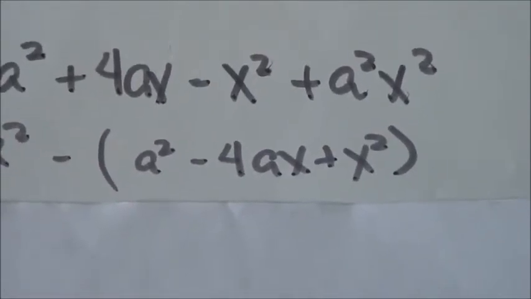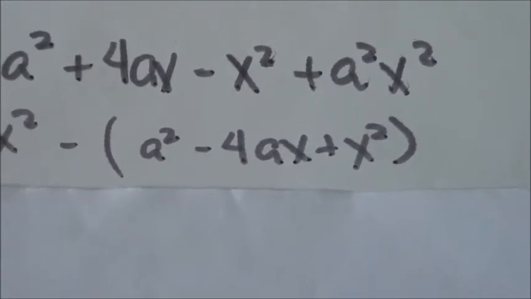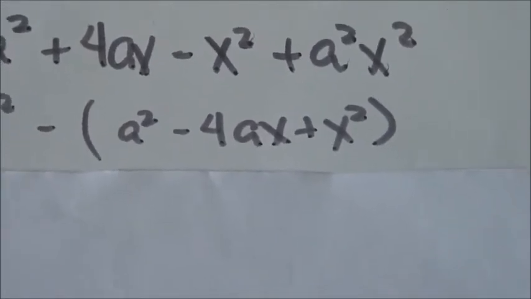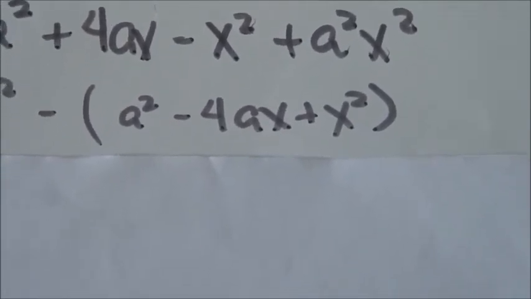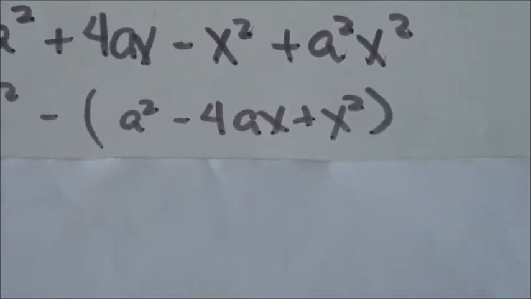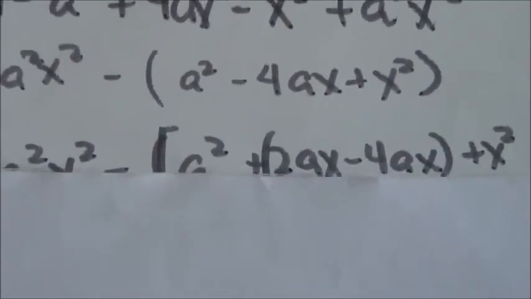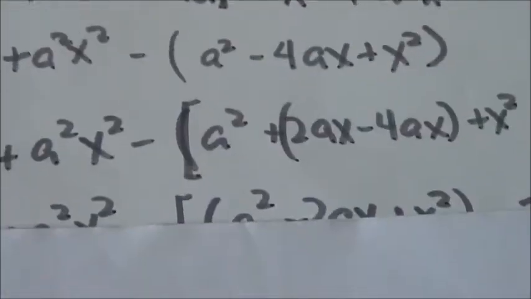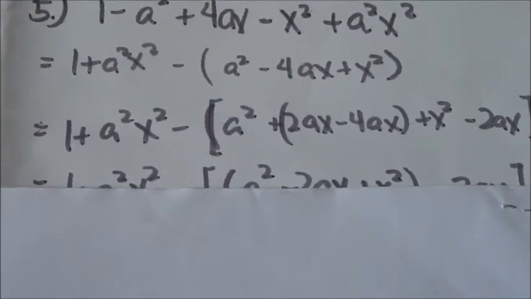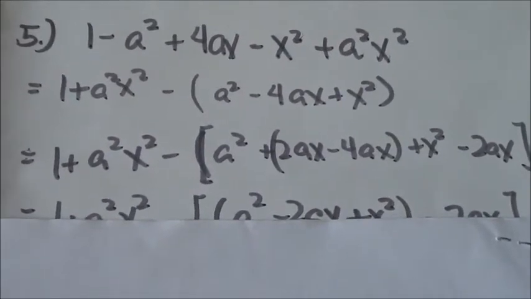Again, the middle term should be 2 times the first term and the second term. So the middle term must be 2ax, but we have here negative 4ax. So what do we do to get 2ax? We can actually add 2ax in order to make the middle term minus 2ax, which is also a perfect square trinomial, like this: a squared plus 2ax minus 4ax plus x squared. Then we subtract what we added, which is 2ax, and copy the rest.